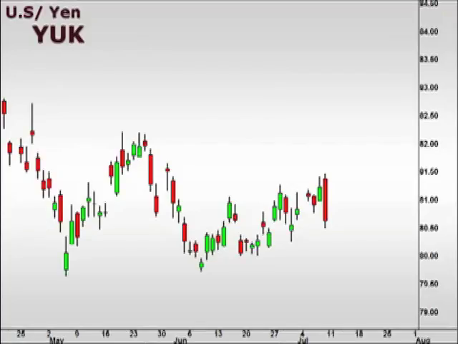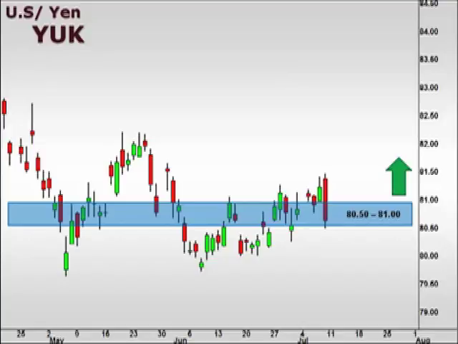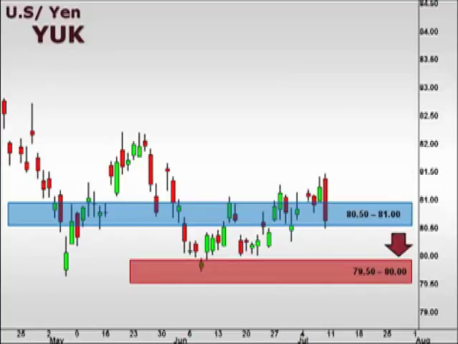Let's take a look at the US dollar versus the Japanese yen as seen here in the YUK. Well, the YUK closed on the lows on Friday, but sits at a key support level. A break above 81 lends credibility to a move higher. A break below 80.5 is likely to retest the lows down at 79.5, 80.